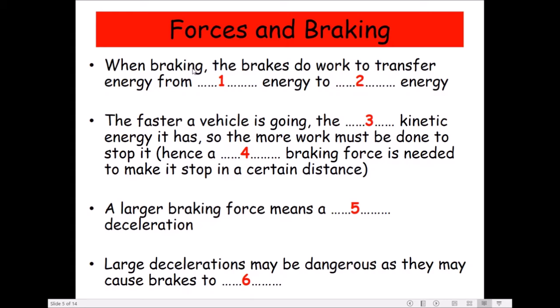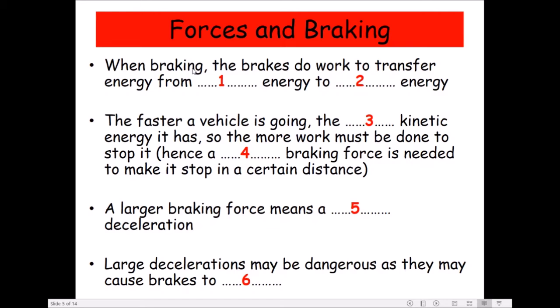So, when braking, the brakes do work to transfer energy from, and we said this earlier, kinetic energy to thermal energy. I will put all these answers up in a second. So the faster a vehicle is going, the more kinetic energy it has. So the more work must be done to stop it, hence a larger braking force is needed to make it stop in a certain distance. So if you've got more kinetic energy, more work needs to be done. Therefore, you're going to need a bigger force if you want to stop it in a certain distance. Or you could say that if you've got the same braking force, you're going to need a much longer distance to stop your car.